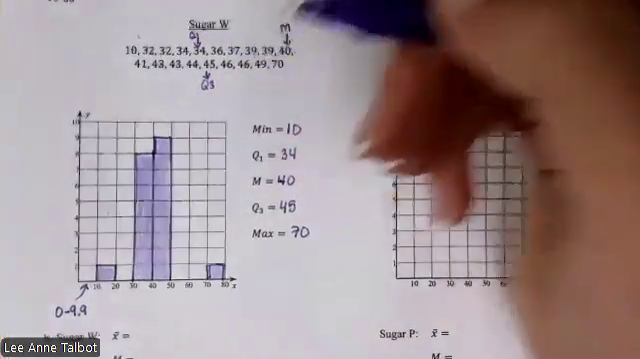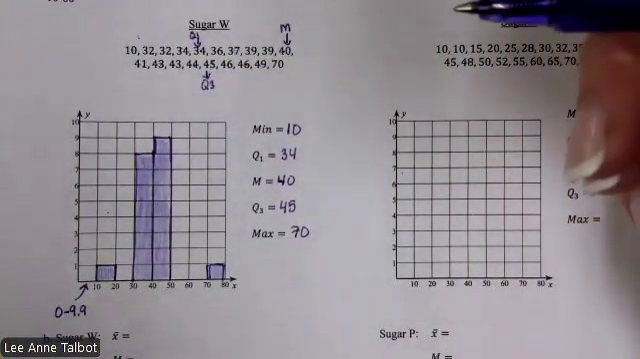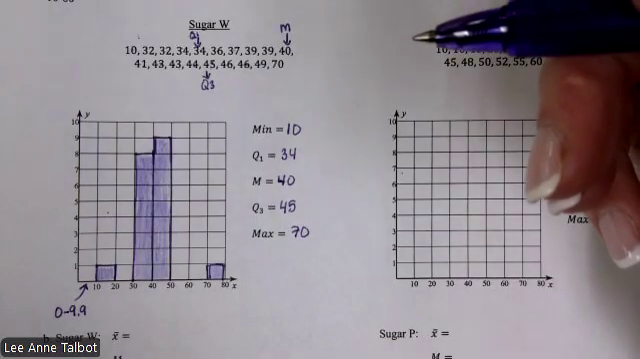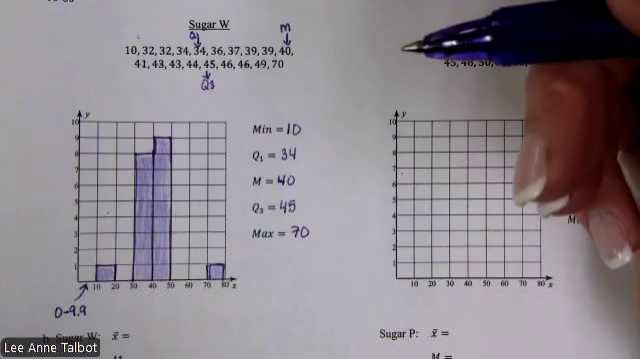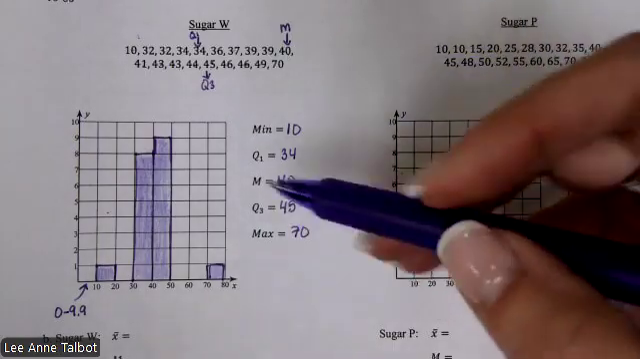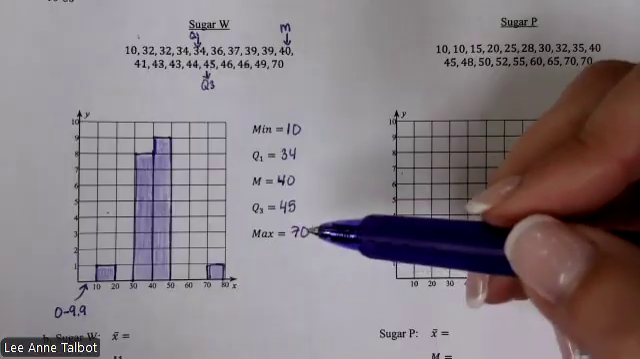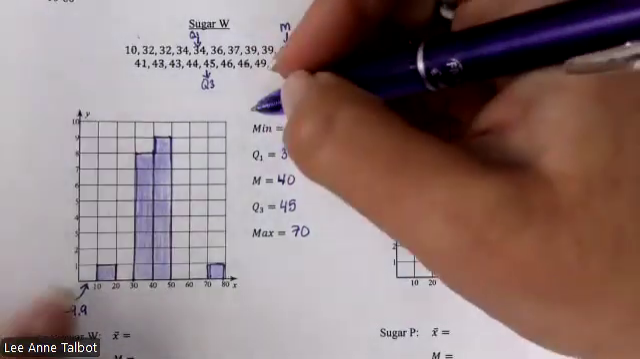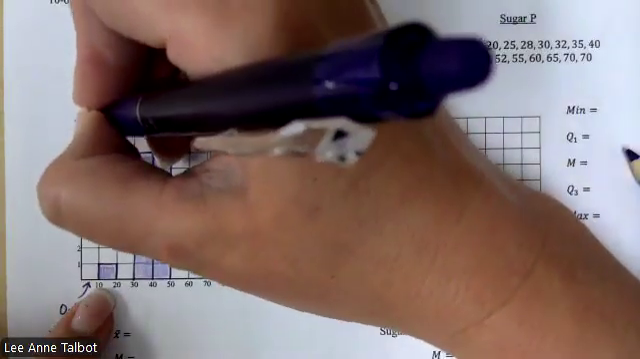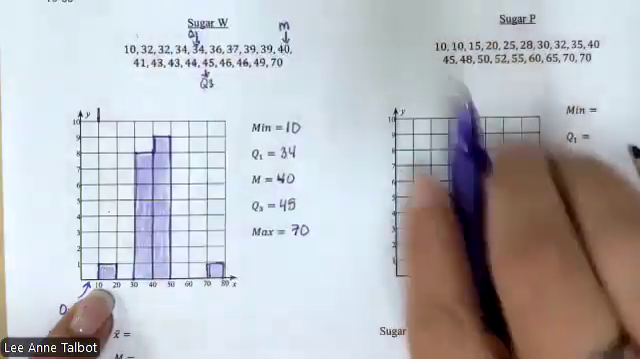Any questions about histogram? Do you guys know what I'm going to do next with this information over here? Yep, make the whisker thing. Okay, so the minimum is 10. I'm just going to line it up here.